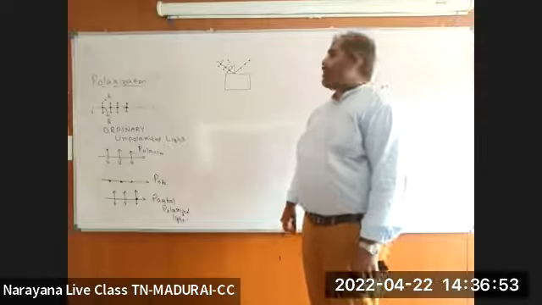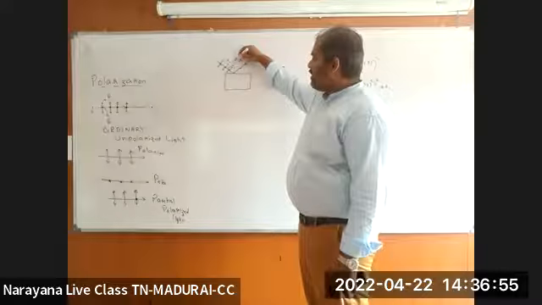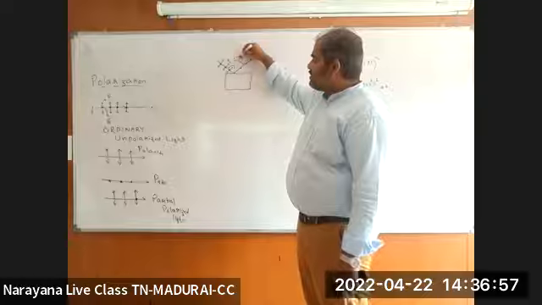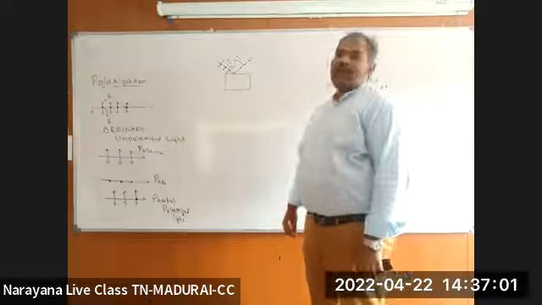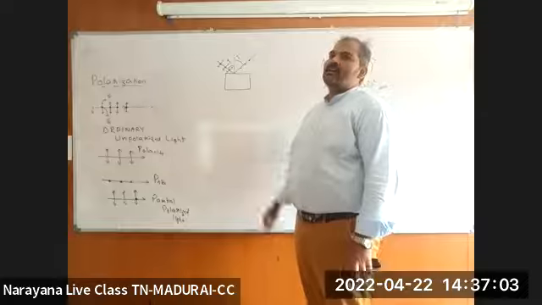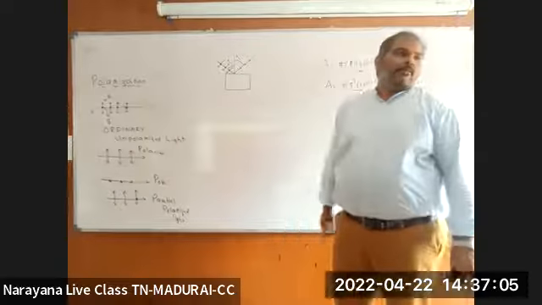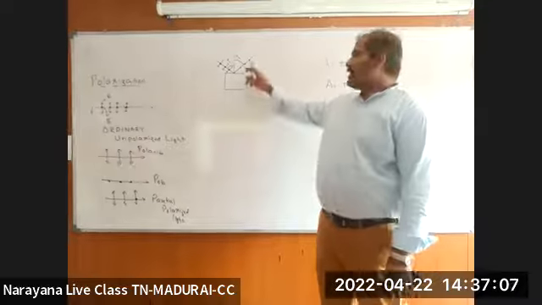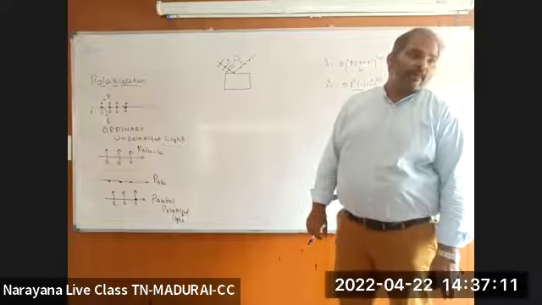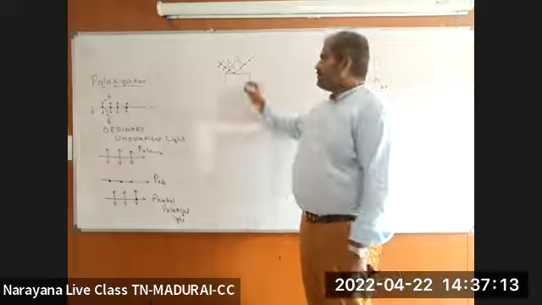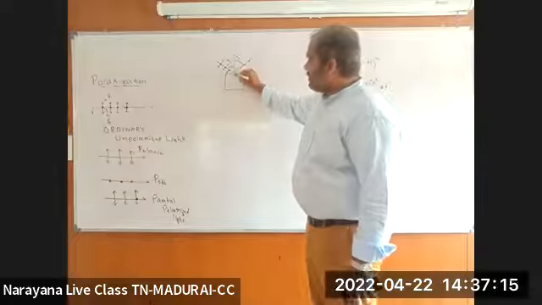Here, according to the laws of reflection, the angle of incidence must be equal to the angle of reflection. As I have told you, this is a transparent slab. Partially light will be reflected and partially light will be refracted into the medium. So it will be like this. It will enter like this.